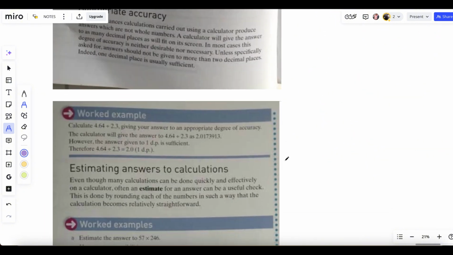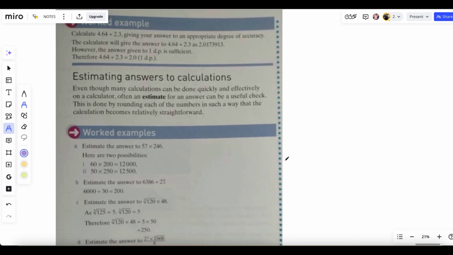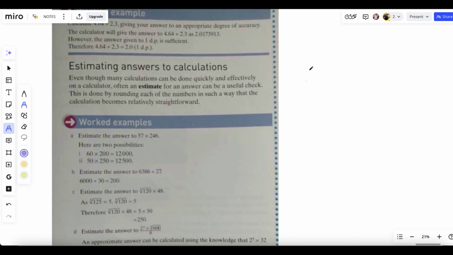Now let's move on to estimation. Estimation is different. The first 3 we've done are for approximation. Approximation is rounding, significant figures, and decimal places. We're done with that. The next one is estimation. For estimation, we just round each number to the nearest digit before calculation. Approximation is after calculation, but estimation is before calculation. Before you do any calculation, you have to do this.